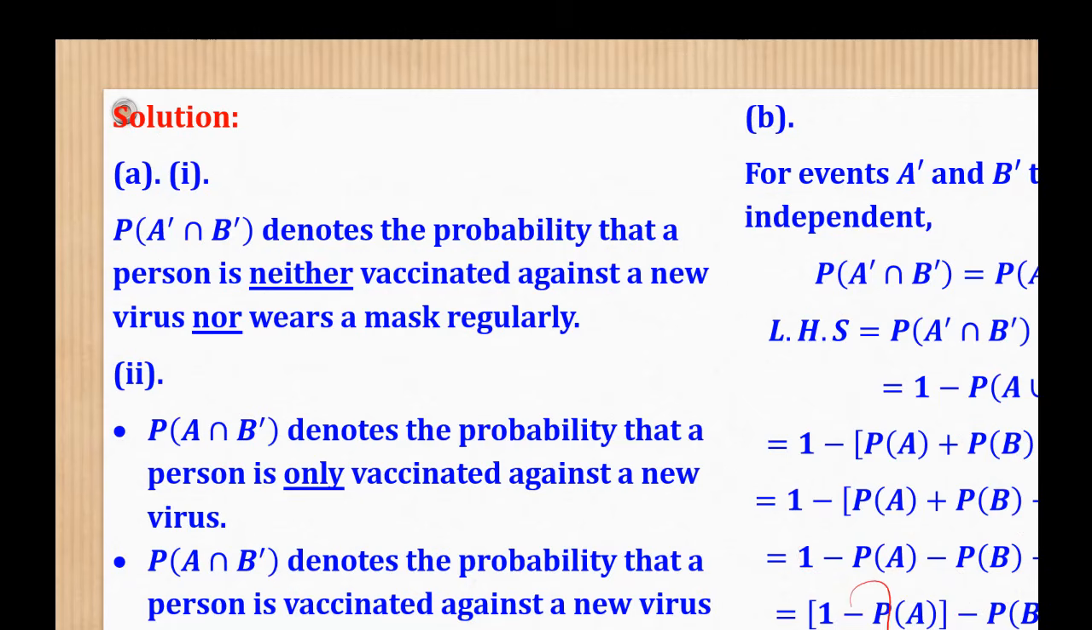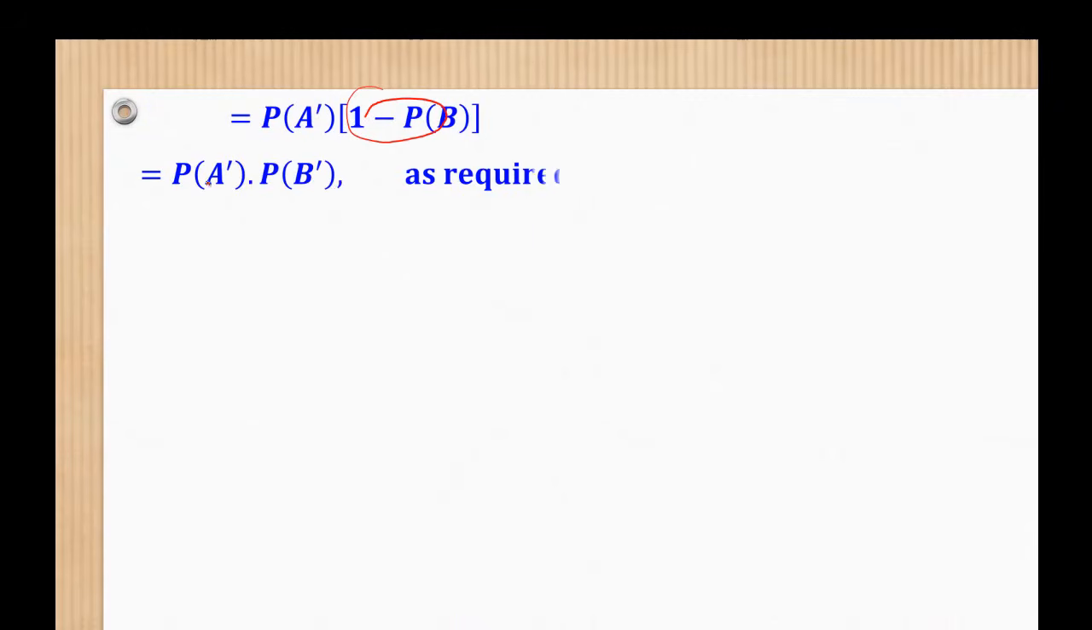Then 1 minus probability of A is A complement, even here A complement. So now I have A complement, which is common. So pull it out. Come up with this, and 1 minus B is B complement. And that is what they wanted.